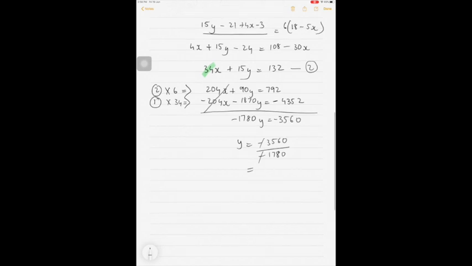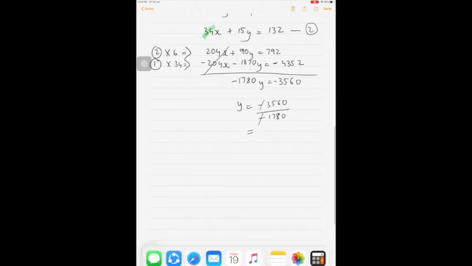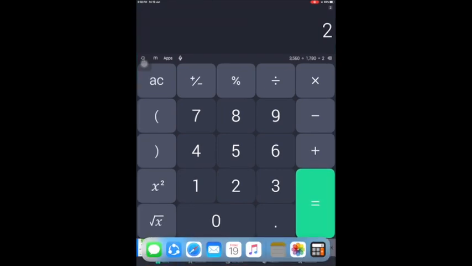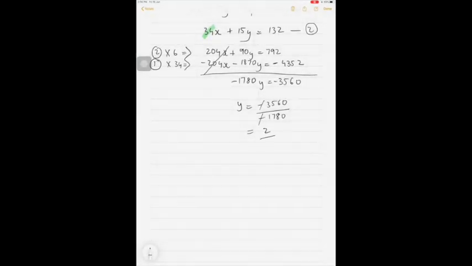Which is equal to, minus minus I can cancel, 3560 upon 1780. 3560 divided by 1780 is equal to 2. So y is equal to 2.